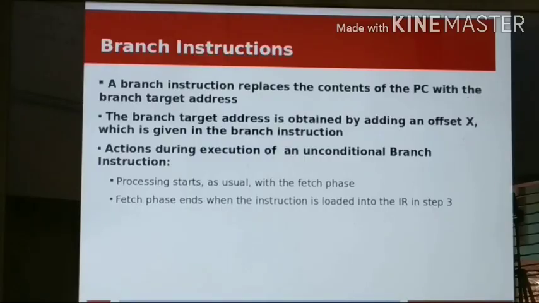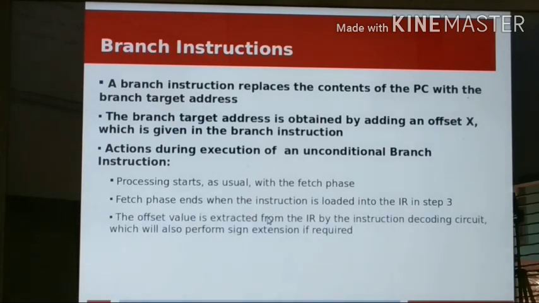Next, we can consider the actions during execution of an unconditional branch instruction. Execution starts as usual with the fetch phase. Fetch phase ends when the instruction is loaded into the instruction register in step 3. Then the decoding circuit will decode the instruction, and the offset value is extracted from the instruction register by the instruction decoding circuit, which will also perform sign extension if required.